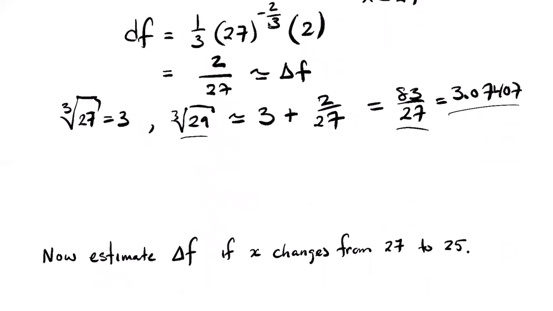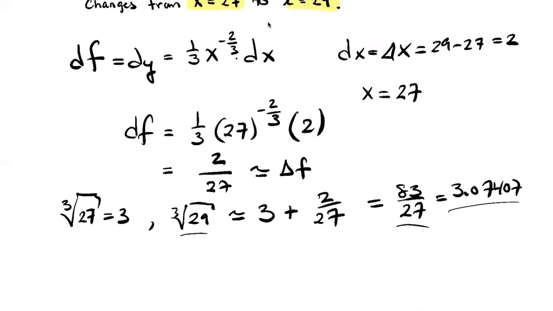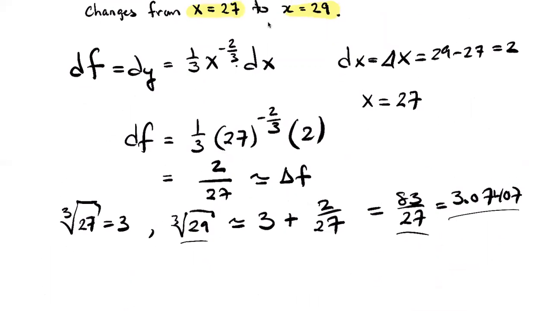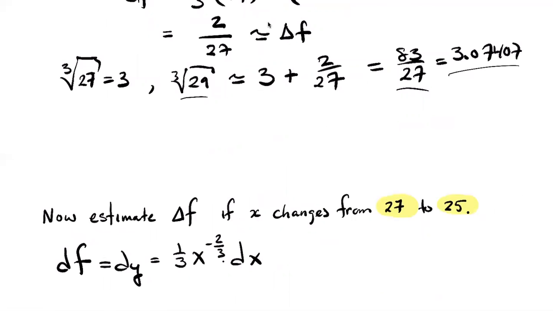Nice. What if I wanted to change it around? What if I wanted to say, let's say that we change from 27 down to 25? What's that going to do? Everything about our derivative calculation will be the same. We'll use the exact same differential, so we don't have to recreate that. We can just bring it down. We're also going to be using x equals 27. That's not going to change.